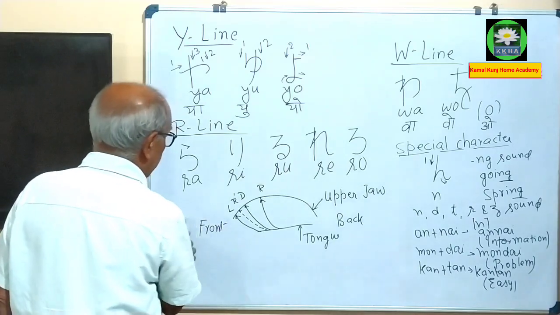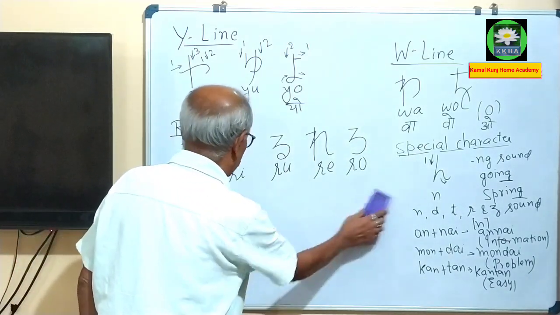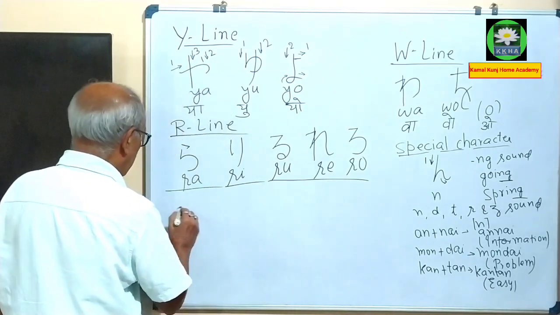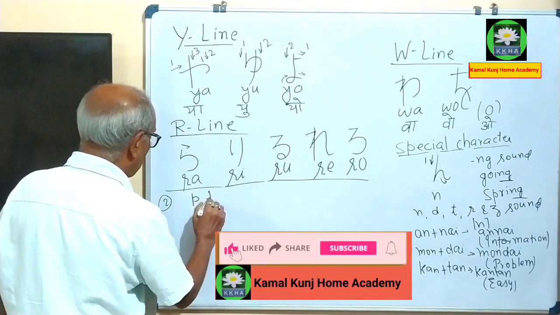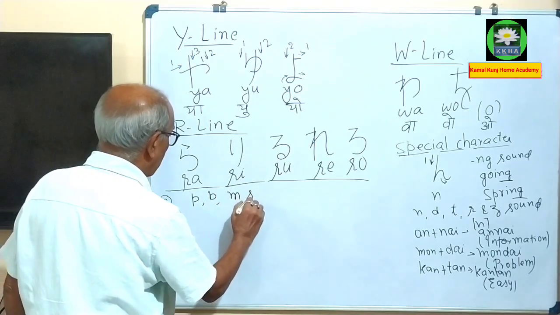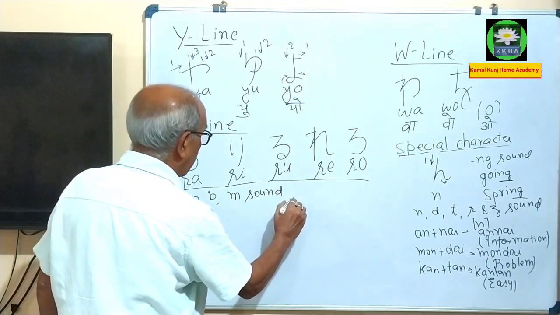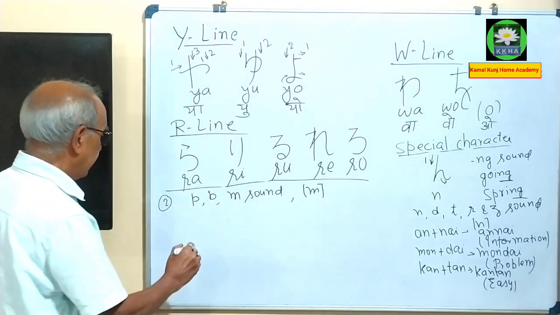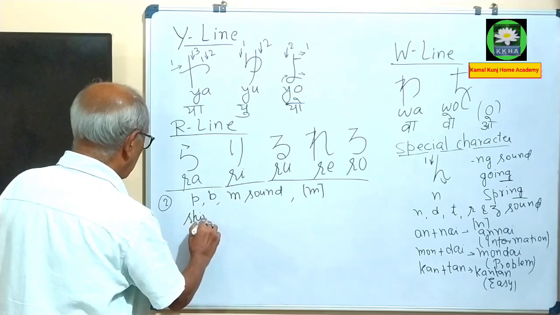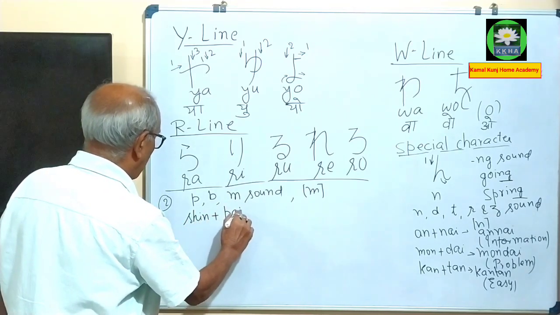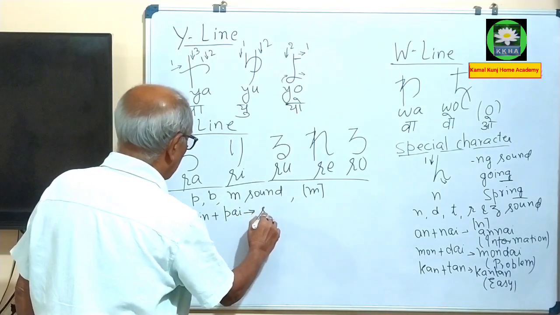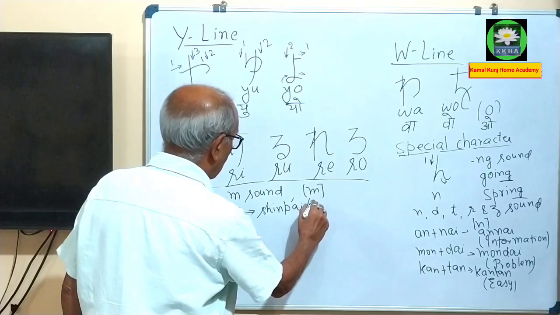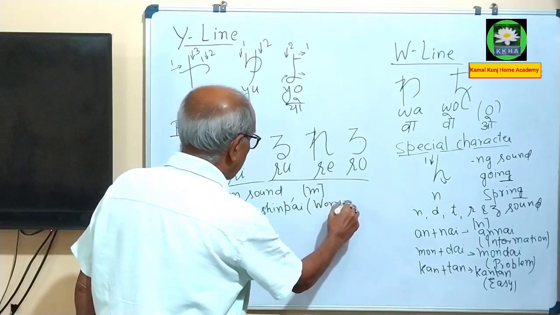When it is followed by P, B, M sound, it is pronounced as M. For example, shin plus pai, it is pronounced as shimpai. Shimpai means worry or fear.